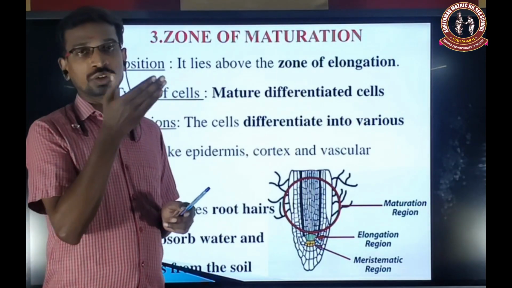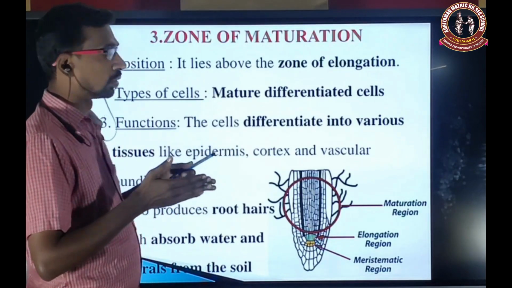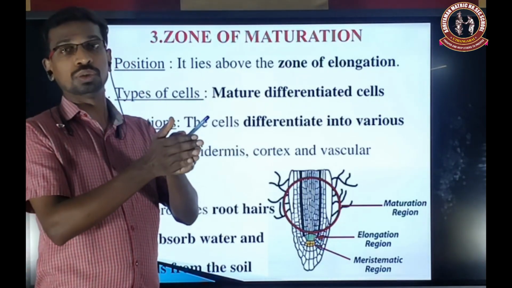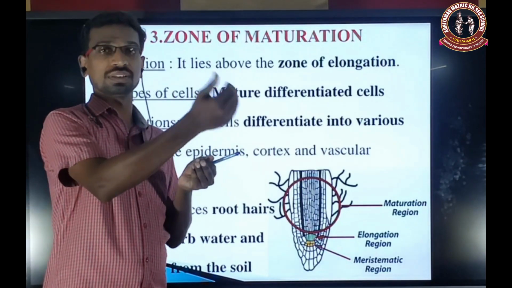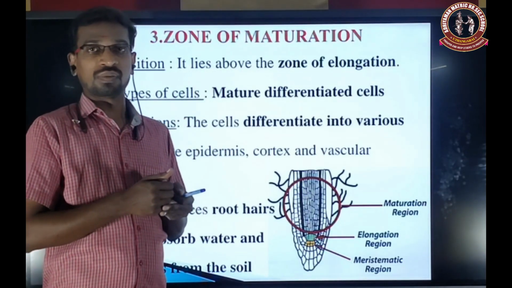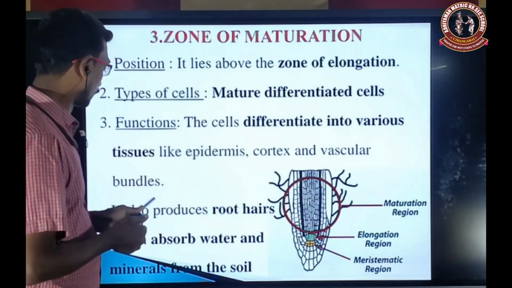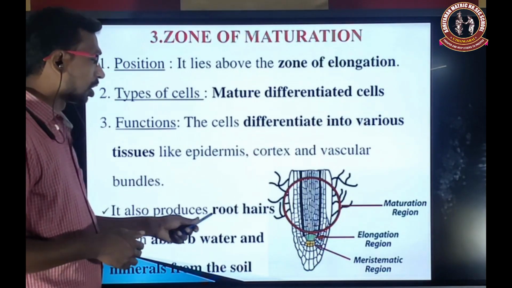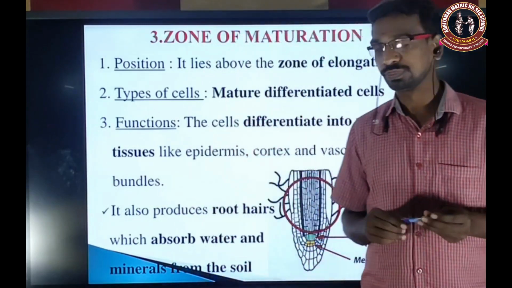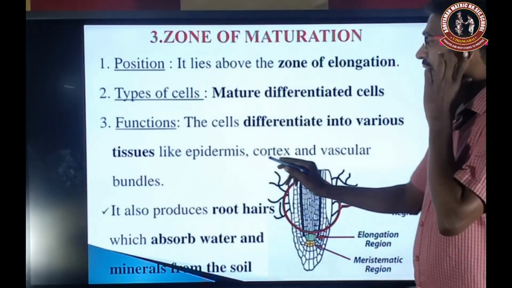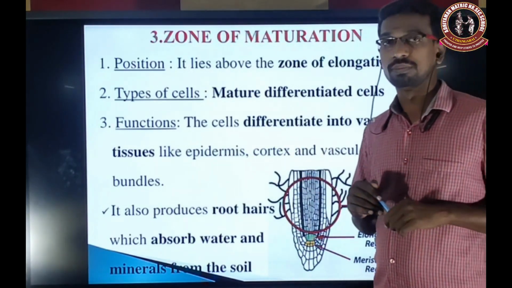Until the zone of elongation, all are immature cells. But in the maturation region, the cells are mature. They will do specific functions. For that, the cells have different shapes. The vascular bundle also produces root hairs, which absorb water and minerals from the soil. Okay, so that is the zone of maturation. Here the cells are differentiated into epidermis, cortex, and the vascular bundles.